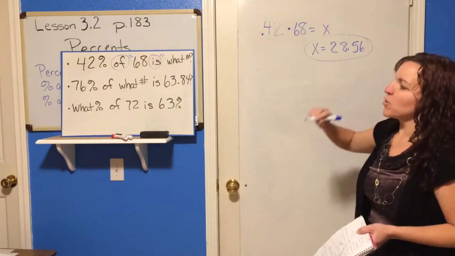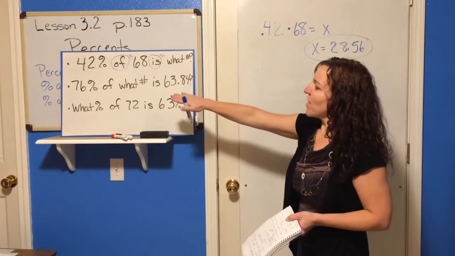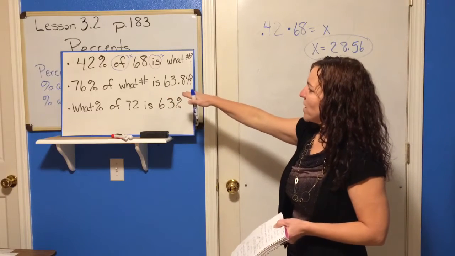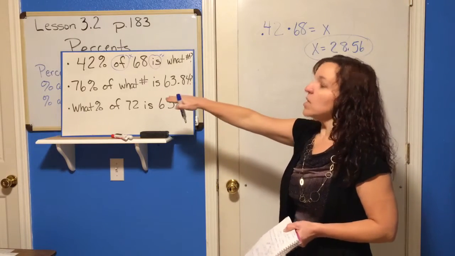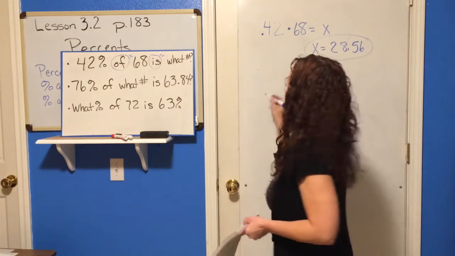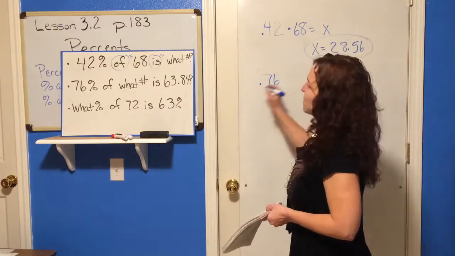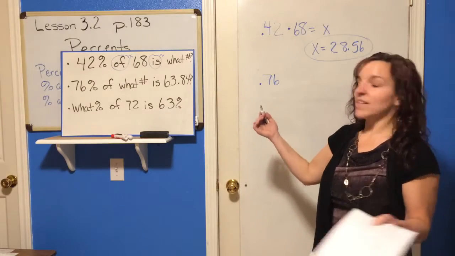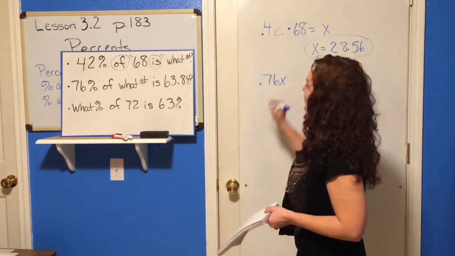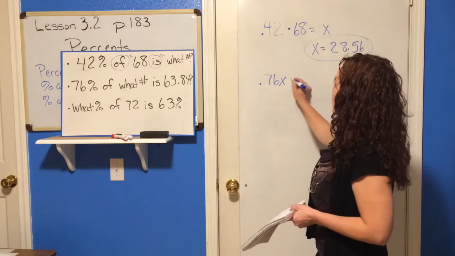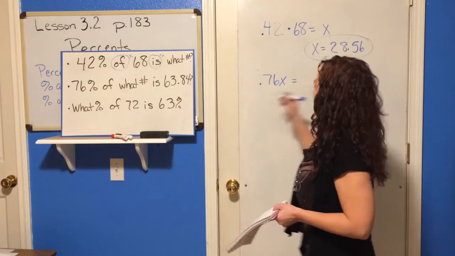The next one's a little bit trickier, but not so much. So we've got 76% of what number is 63.84. So 76%, first you change that to a decimal, 0.76. Of means times. What number? That's our x, that's our unknown. So times our unknown is our equal sign, 63.84.